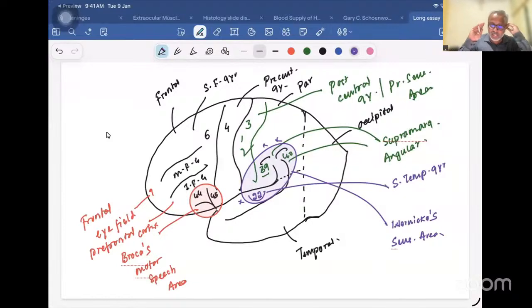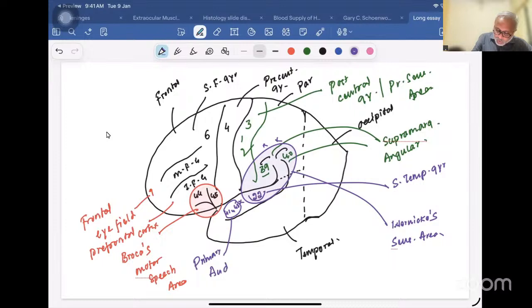Now, apart from this, what else do we need to remember? So we have area number 44, 45, and here we have 22, 39, and 40. These are the Wernicke's sensory speech area. Then the superior temporal gyrus itself will have area number 41 and 42. This is what we refer to as the primary auditory area.